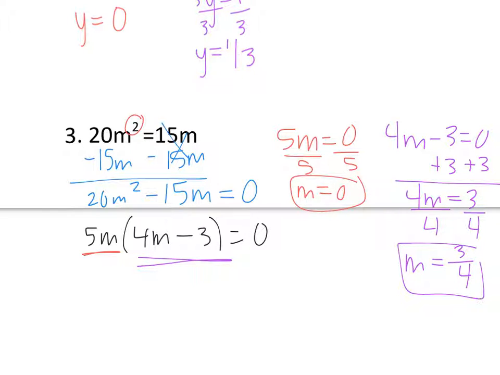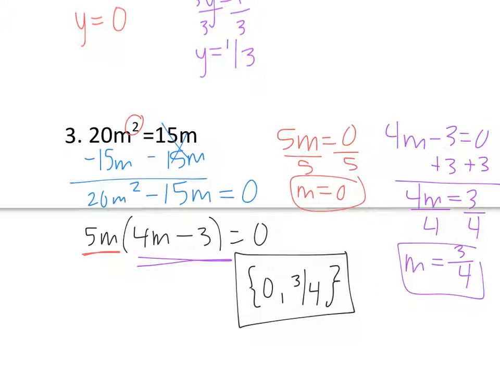So my two answers, and I circled that, but I should write them in bracket form, would be 0 and 3/4. And then remember, always a good rule to check your answer would be to plug your answers back into your original equation and make sure that they both work out and that you've satisfied and got the answer to both of the solutions in your problem.